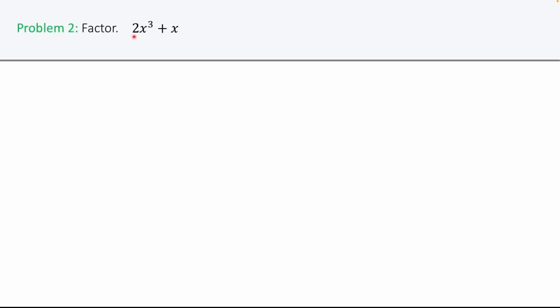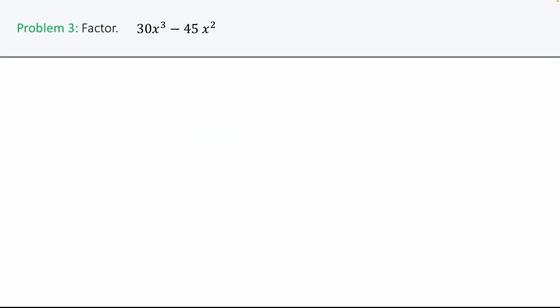Problem 2. Factor 2x cubed plus x. First, take the numbers from each term. There is a number 2 here and no number here. So there is no common factor for the numbers. Now look at the variables. You have x cubed and x. The GCF of x cubed and x is x. Factor out the GCF. Put parentheses. Divide each term by x. 2x cubed divided by x is 2x squared. Plus, x divided by x is 1. This is the answer.